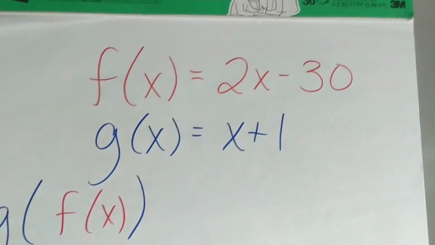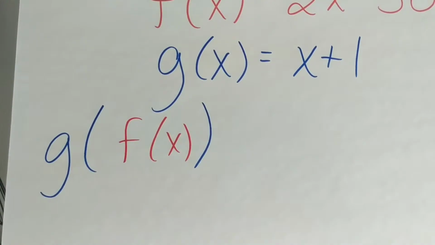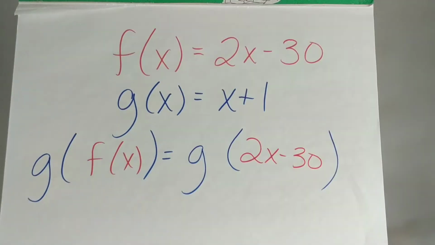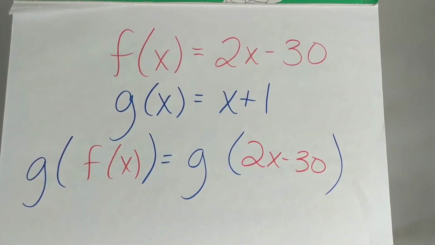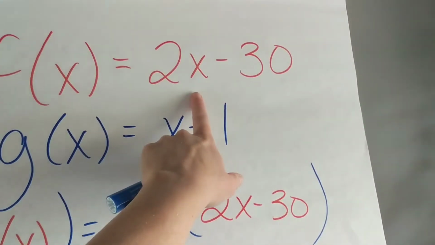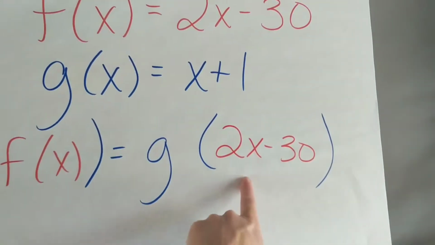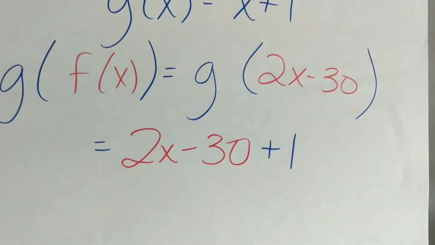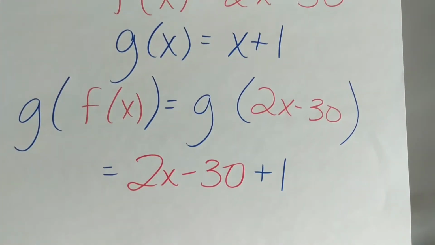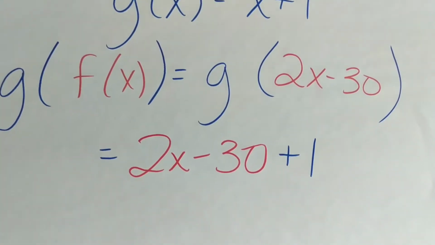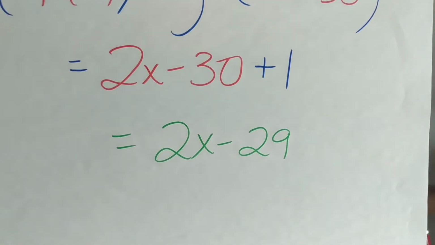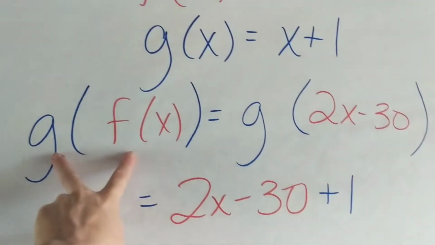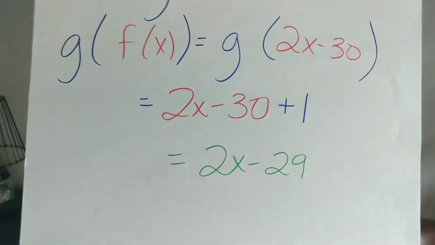In contrast to the last problem, what if instead of f of g of x, we were asked for g of f of x? We're going to use the same method, but backwards. We are now replacing f of x with the other side of the function, 2x minus 30, and then we're going to replace the x in the g of x with 2x minus 30, leaving us with 2x minus 30 plus 1. The negative 30 and the 1 can combine. That leaves you with 2x minus 29. So as you can see, this is not the same thing. Once we switch these letters around, you are going to have a different result.